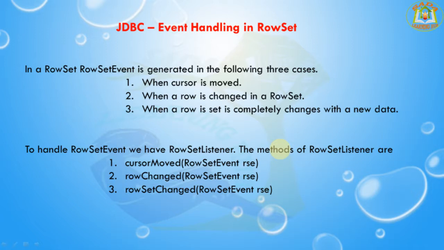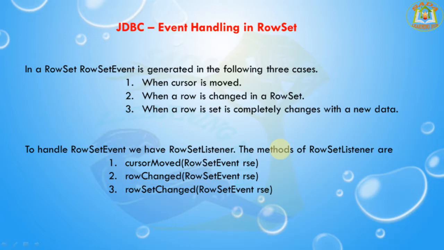If you want to know when the rows are moving, when they are modified, when they are changing, all these we need to listen to. Once there is a RowSet, that is called a RowSetListener. In the RowSetListener, there are three methods available.